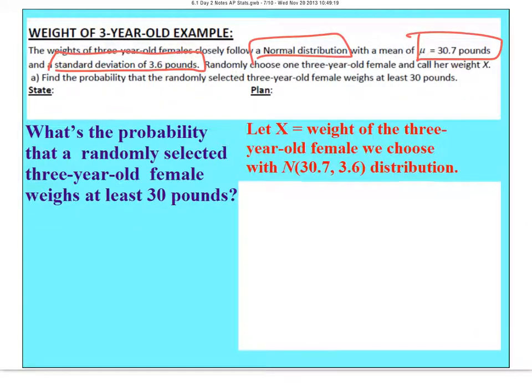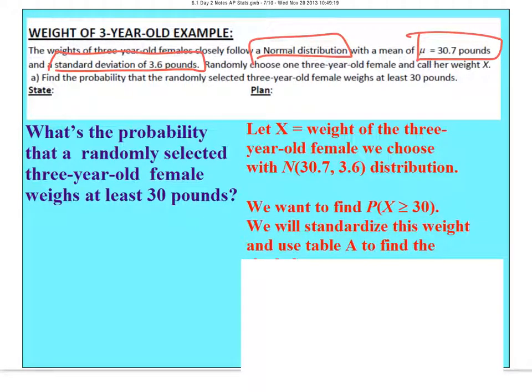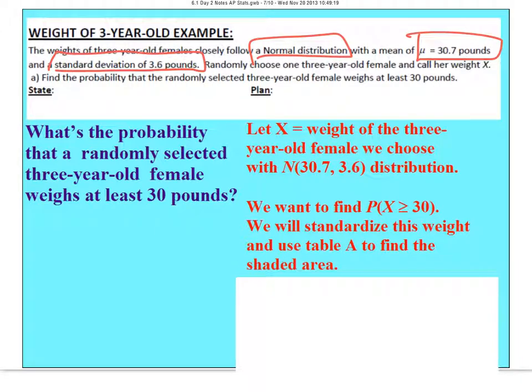And we have a normal distribution. Remember, that's our shorthand with our mean and standard deviation. Well, what do we want to do? We want to find the probability that X is greater than or equal to 30. So we'll standardize this weight and use Table A to find the shaded area. So let's talk about how you would do that in the do portion.